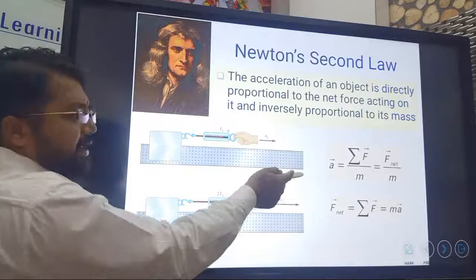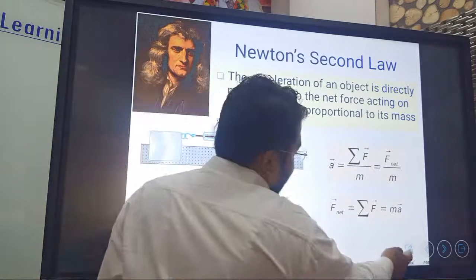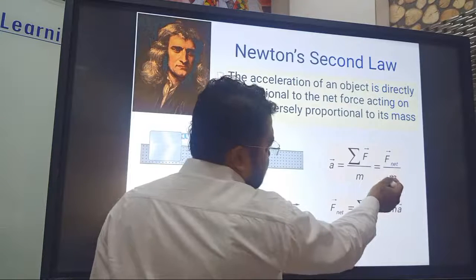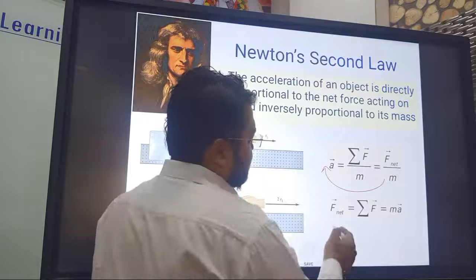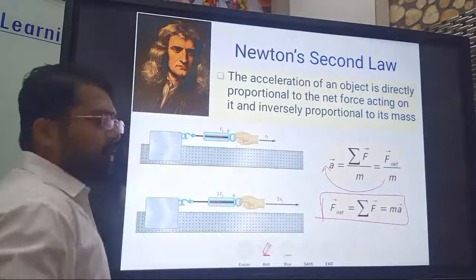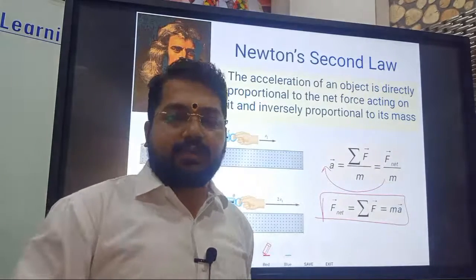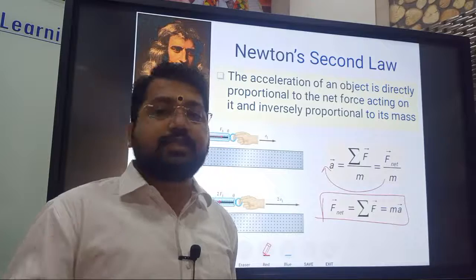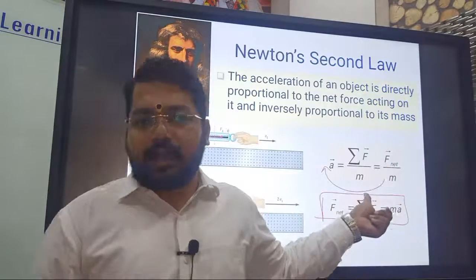So if I arrange this net force, then the formula became, this mass will go this side. So that is F net is equal to M into A. M is mass, A is acceleration. Actually what we have derived is acceleration. Acceleration is summation of all forces divided by mass.